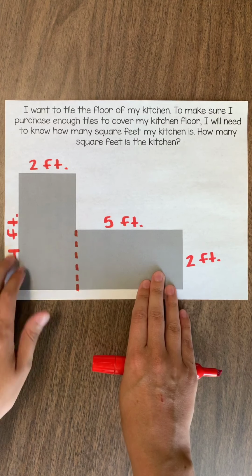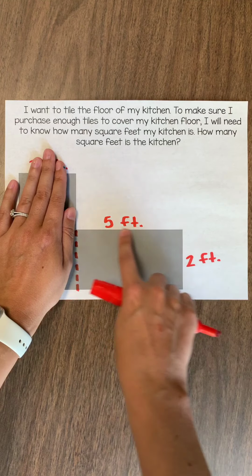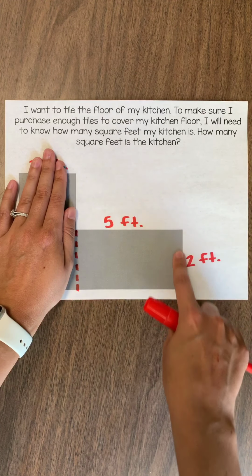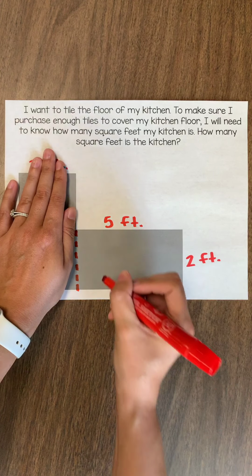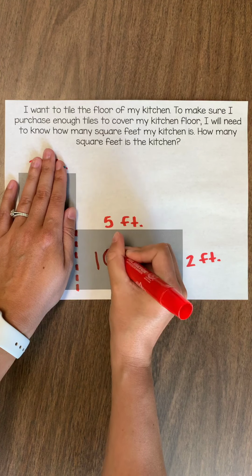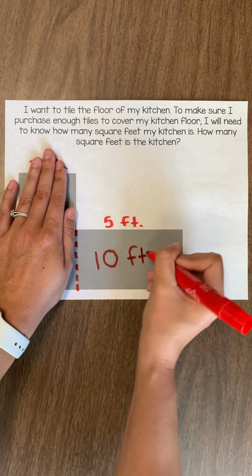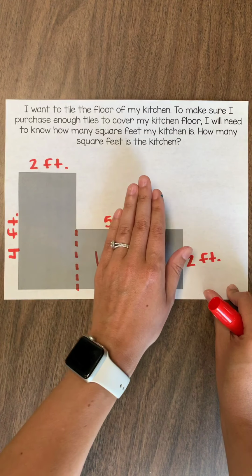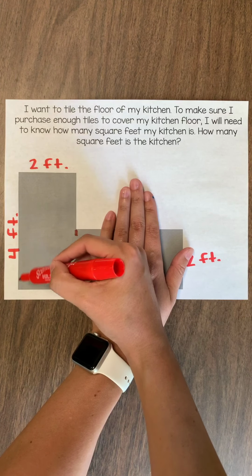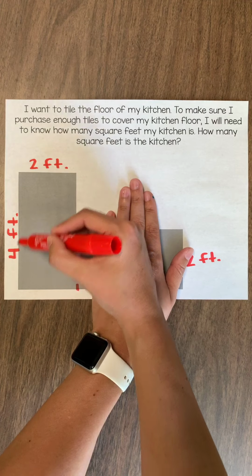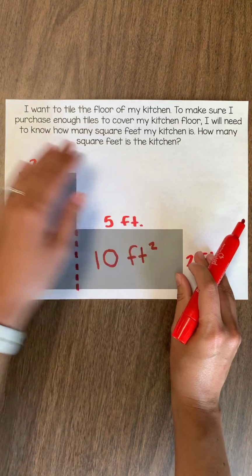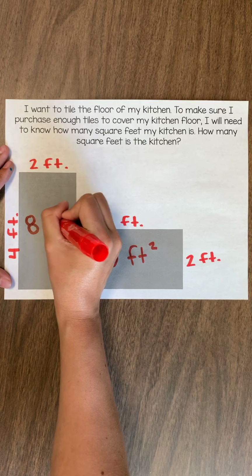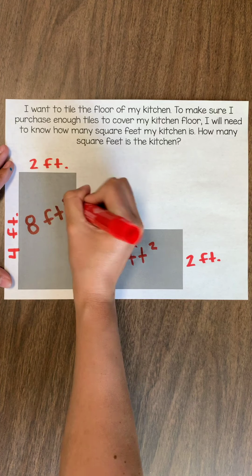So if I focus on just this rectangle here, to find the area, I would do length times width, 5 times 2. Well, 5 times 2 is 10, so the area of this rectangle is 10 square feet. All right, we're going to ignore this rectangle for now and move on to our second one. Again, we would do length times width, so 4 times 2, and 4 times 2 is 8. So the area for this rectangle is 8 square feet.